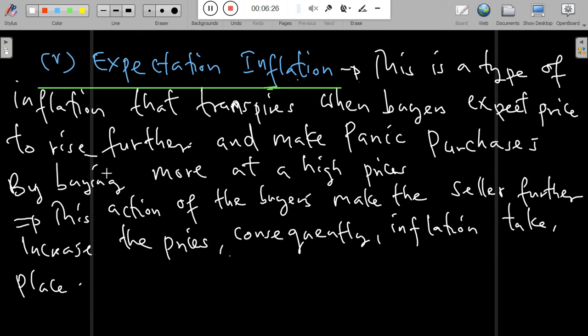We also have another type of inflation, that is expectation inflation. This is a type of inflation that transpires when buyers expect prices to rise further. So buyers decide to make panic purchases by buying more at high prices. At that moment, prices increase. This action of the buyers makes the sellers further increase their prices. Consequently, inflation takes place.